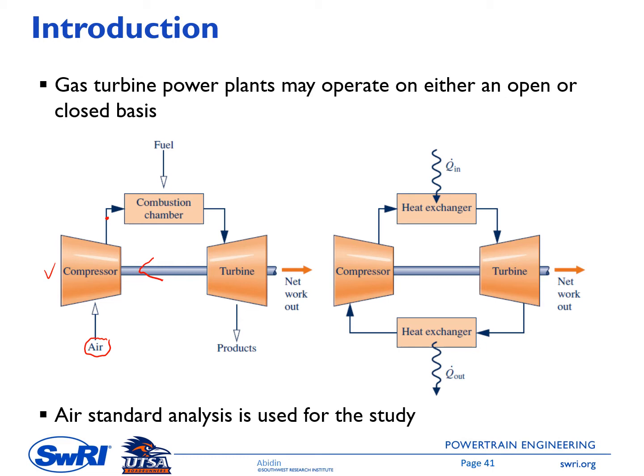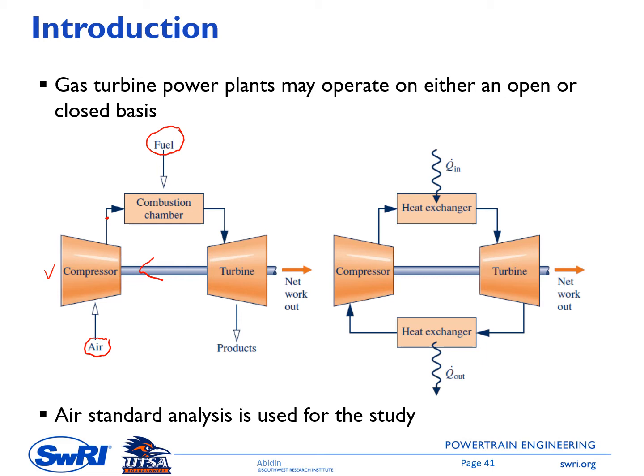increases as well as the temperature, and then it enters the combustion chamber, and fuel is introduced into the combustion chamber, and there will be a combustion process inside this chamber. At the end of the process the pressure and temperature increase, and then this high pressure, high temperature working fluid flows into the turbine, and there will be an expansion process. So the turbine produces work.